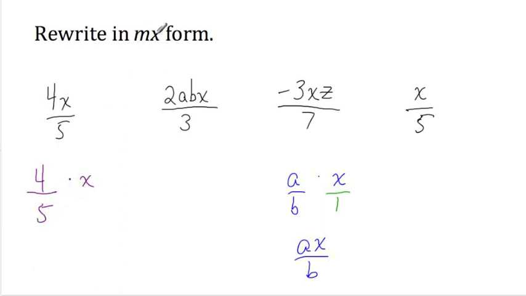Now this is written in mx form, where 4/5 is the coefficient. 4/5 is the m. That's the coefficient of x. So this is how we can do that.